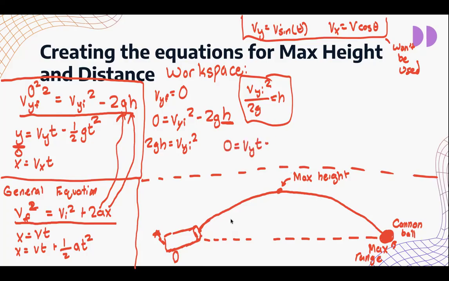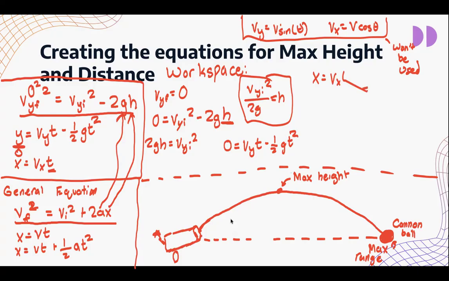vyt minus 1/2 gt squared, correct? And we're using this equation because we're trying to substitute time to solve for x, right? So if we have vxt, go on, Lucas.